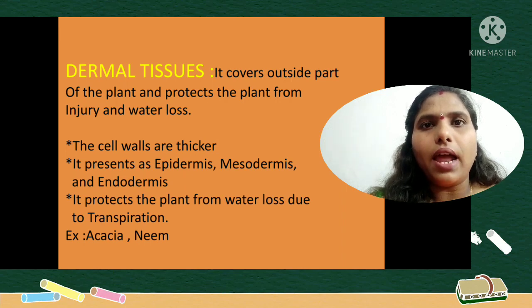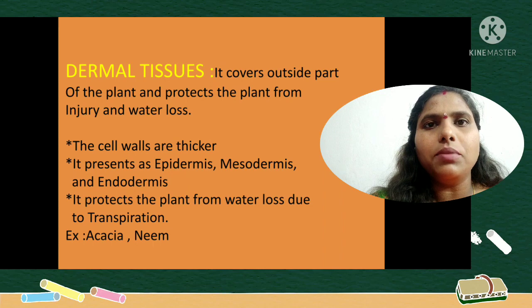It protects the plant from water loss due to transpiration. Examples are acacia and neem. If you observe the dermal tissues of neem and acacia, they secrete gummy substances. We use these gummy substances for binding, and they help in making medicines also.